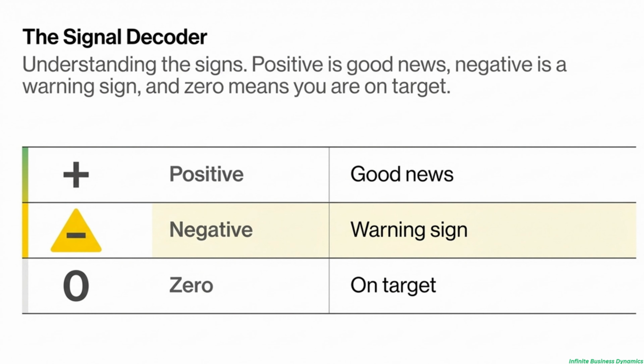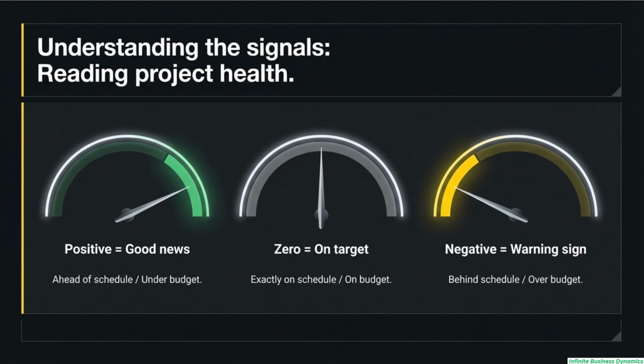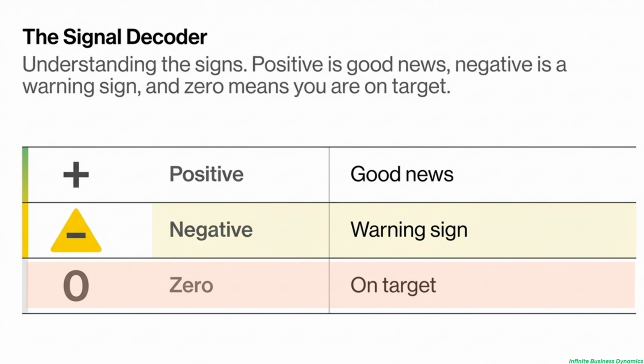Okay, so here's the decoder ring for all of this. It's so straightforward. A positive sign for either SV or CV, that's always good news. You'll love to see it. A negative sign? Now, that's not a failure, don't panic, but it is a critical warning sign, a flare going up that says, hey, pay attention over here. And zero, that's the bullseye. You are exactly where you plan to be.